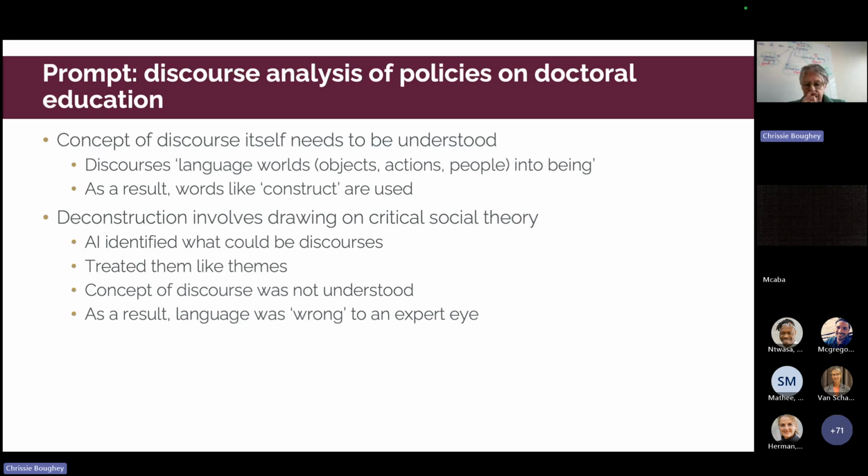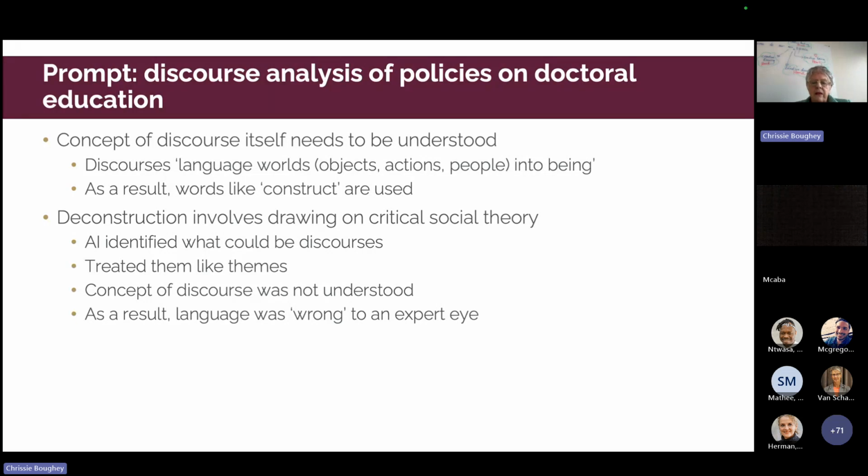So when you do discourse analysis, you identify these sets of ideas and you deconstruct them. When you deconstruct, when you pull these sets of ideas apart and you say what's wrong with them, you draw on critical social theory, a theory that's concerned with social justice and so on.